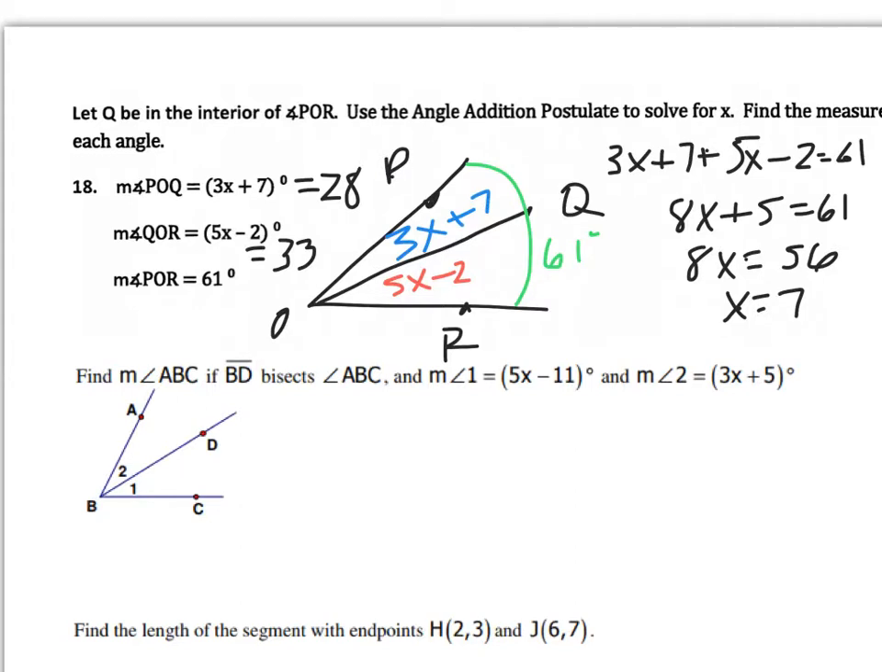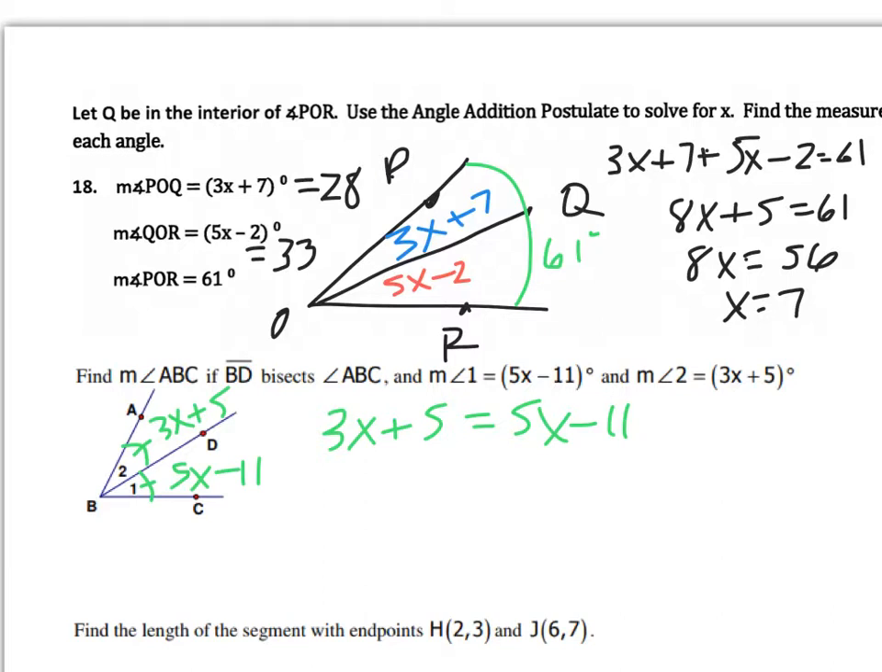Next it says find the measure of angle ABC if BD bisects. Yay, I get two congruent angles. Okay, if measure of angle 1 is 5x minus 11 and measure of angle 2 is 3x plus 5. Okay, so they gave me the two smaller angles that are congruent, so that means I can set them equal. But sometimes they try to be tricksy and they give you one of the small angles and then the big angle, and so you have to be really careful.